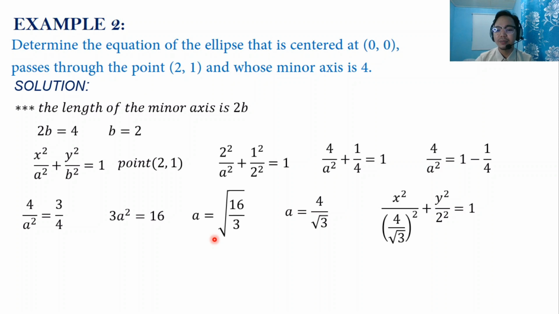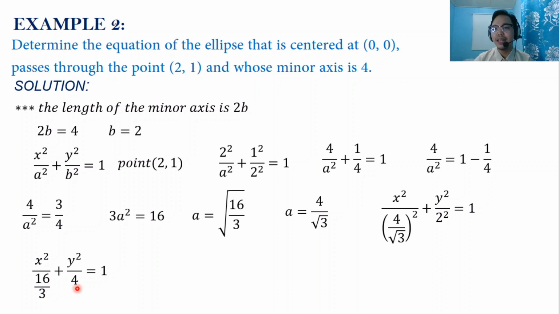What is next? I-substitute na natin yun doon sa ating original na standard equation, that is x squared over a squared plus y squared over b squared equals 1. So a is 4 over square root of 3, then squared. B is 2. So simplify lang natin siya. 4 over square root of 3 squared, that will be 16 over 3. Then 2 squared is equal to 4.